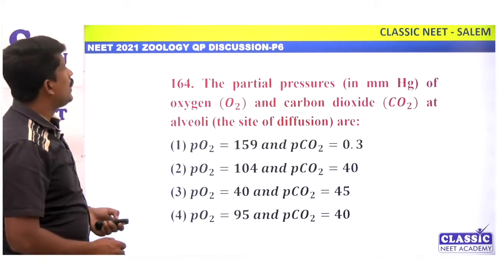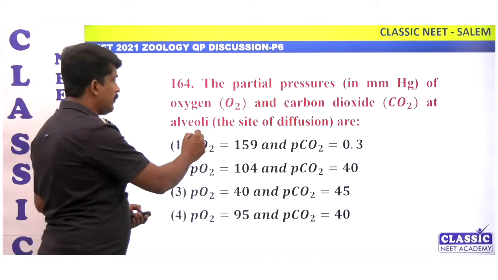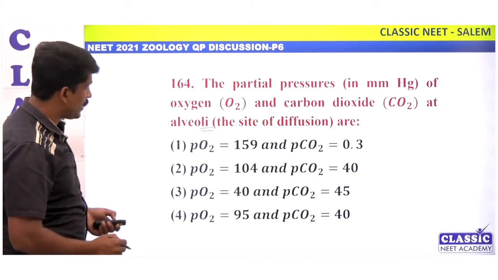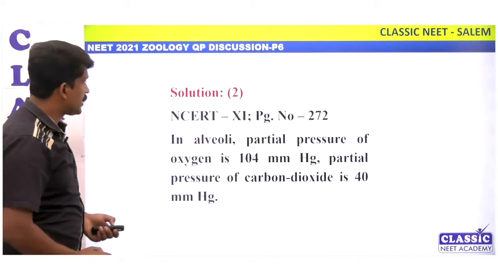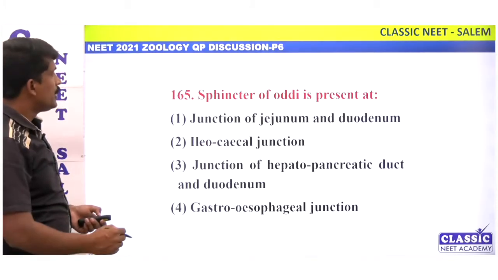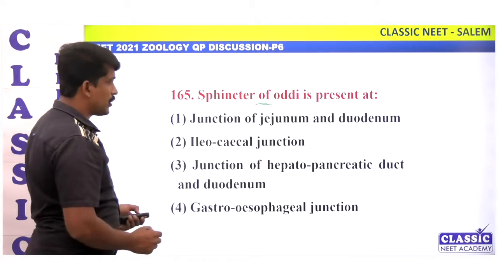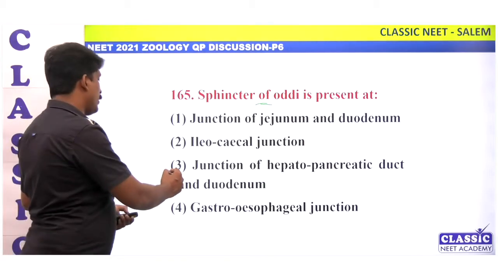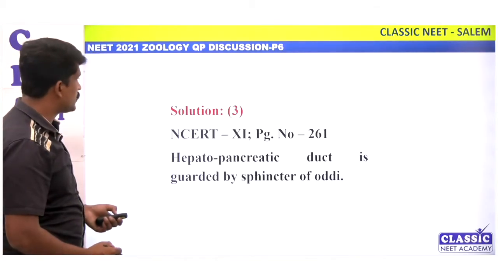The partial pressures of oxygen and carbon dioxide in alveoli. In alveoli, the partial pressure of oxygen will be 104, that's what we have studied, and carbon dioxide will be 40 mm of Hg. So the second option is the right answer. Okay, sphincter of Oddi, where is it present? It is present at the junction of the hepatopancreatic duct and duodenum. So that junction is guarded by this sphincter. So that is the correct answer.